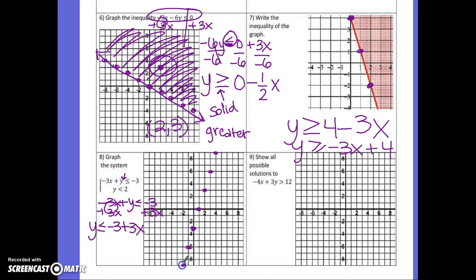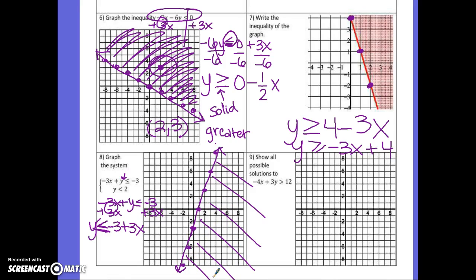Then I'm going to check, do I need a solid line? And in this case, yep, I got the equals. So I'm going to draw a solid line through here. And then it says it's less than, right here. So all the solutions would be equal to the line or below the line here.